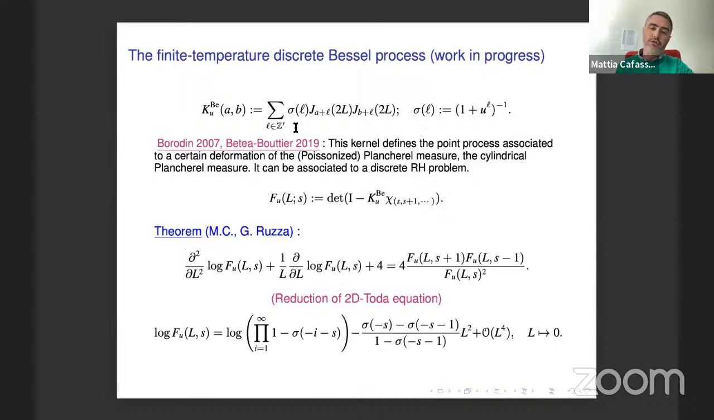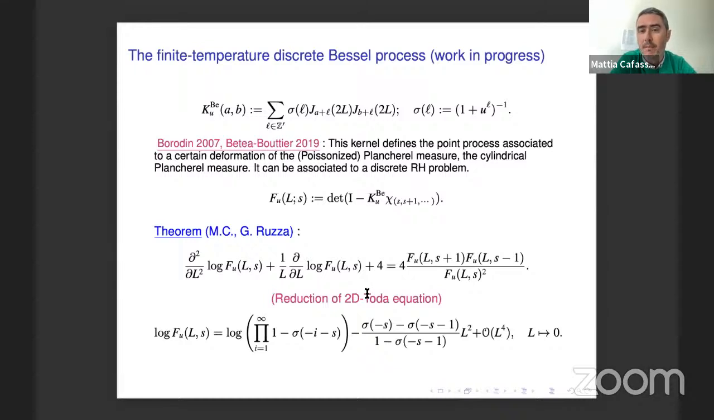And not surprisingly, but actually it was not an easy task. What we can prove is that, well, now this kernel that we have here, it depends on two variables, L and S. L is the argument of the Bessel function that you are using, and S is the position of this indicator function that you are using here. And what we discovered is that this function F_U(L,S) is actually a tau function for a certain reduction of two-dimensional Toda.